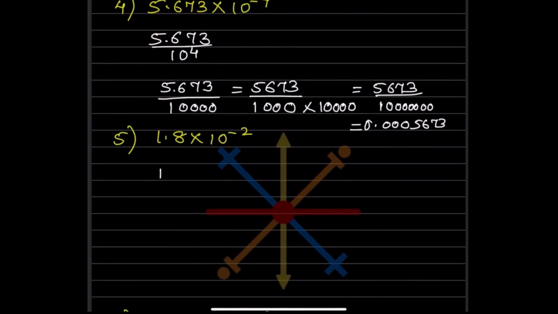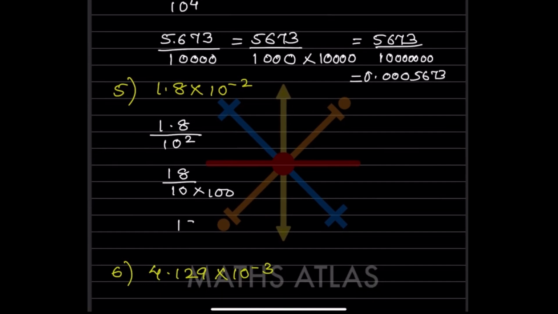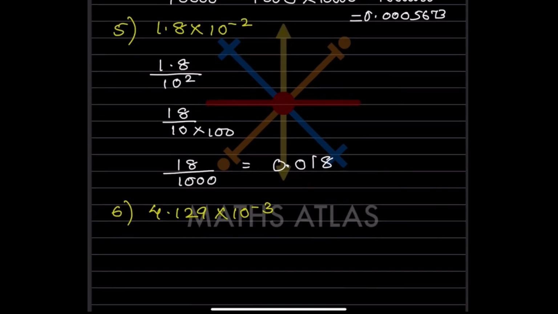Now here 1.8 divided by 10 raised to 2, because we are going to make it positive first, and for 1.8 we can write 18 by 10 into 10 raised to 2, means we can write this as 100. So this will be 18 divided by 1000. So here we are going to write 18, and how many zeros are here? 3. So you will go backwards 3 places, because these are the 3 zeros. So you are going to put 0.018.